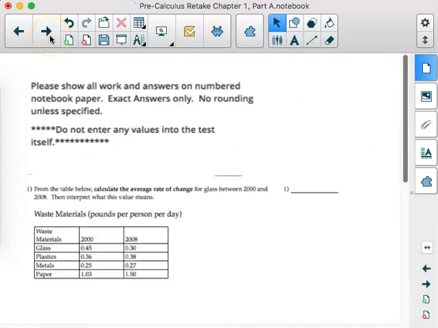So this is a big piece, and it's been on the last couple of tests, and some people have been ignoring it. So please, please show all your work and answers on numbered notebook paper, exact answers only, no rounding unless specified. Schoology has been crashing because some of you have been trying to put all of your answers into the Schoology test, and you can't do that. So do not enter any values into the test itself.